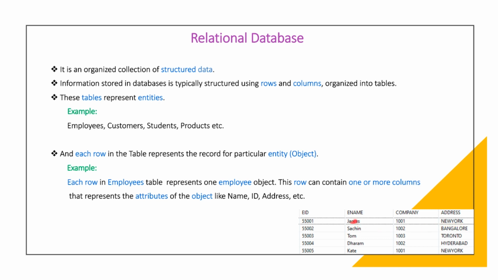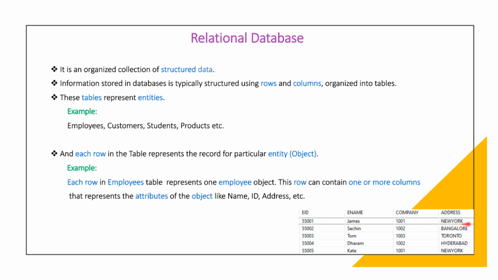Here, employee James, it contains records related to him, and employee Sachin, it contains the details about this employee: employee ID, company, and the address of the company. Each row can contain one or more columns that represent the attributes of the object, like name, ID, address, etc. Here you can see the columns. They represent the attributes for this record.